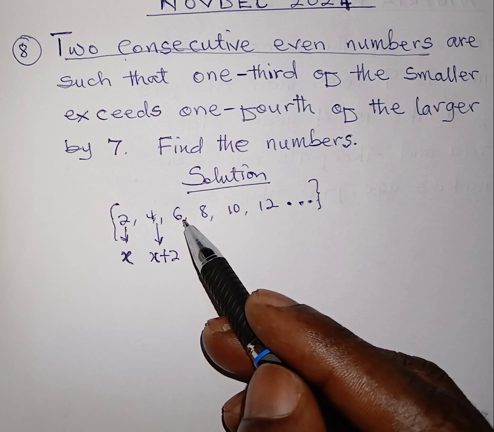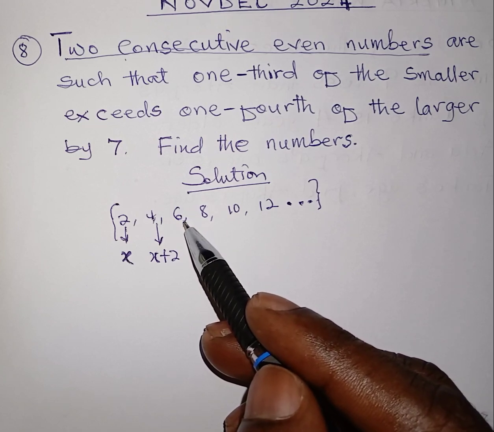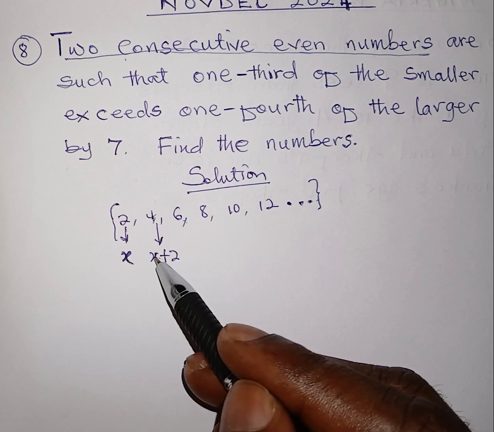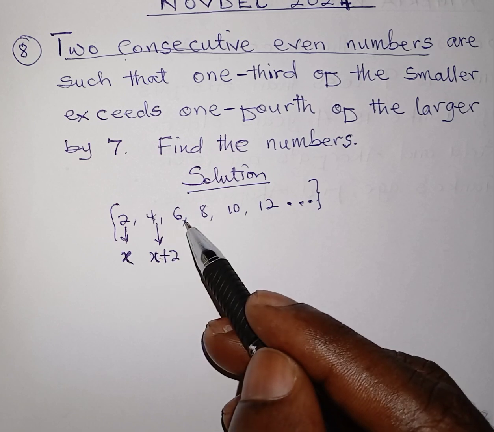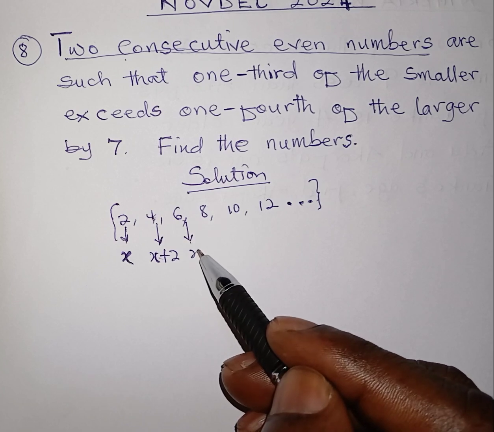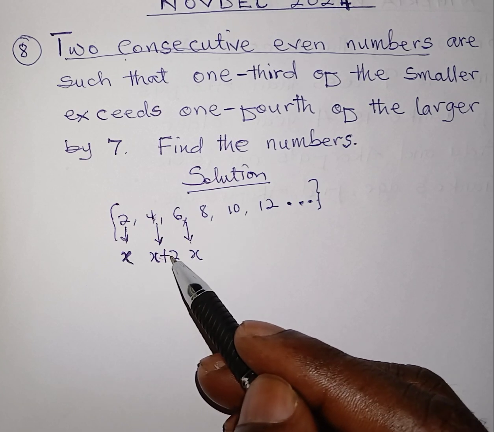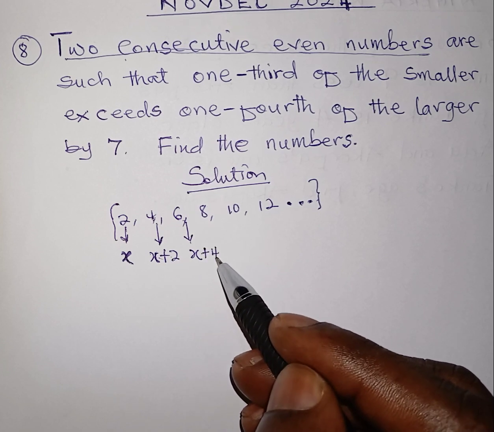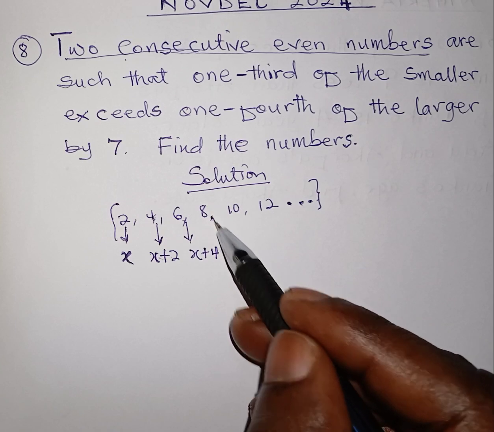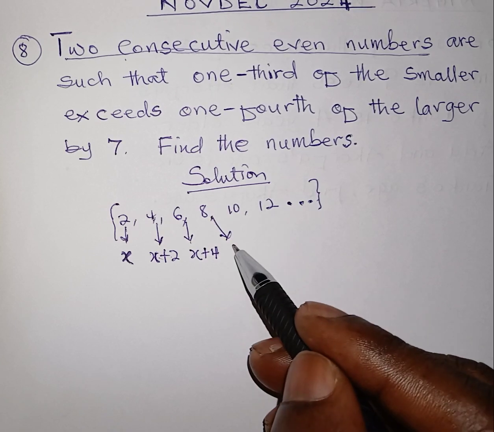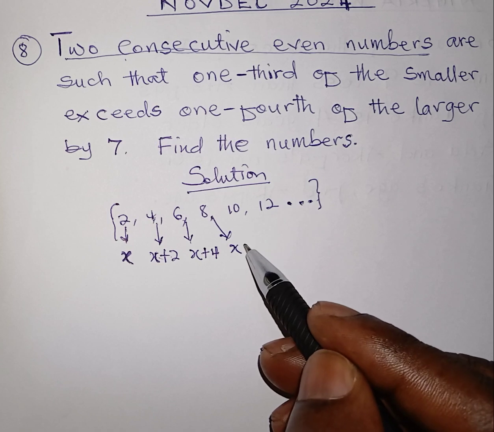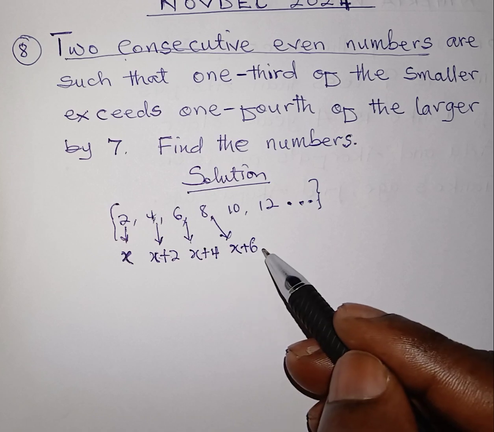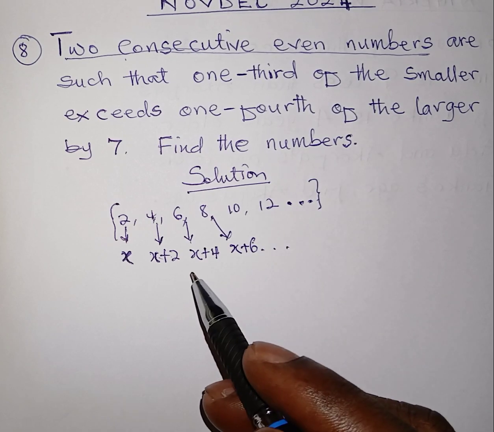Good. Now if I want to get this one as well, the same thing: I will add 2 to this one. I already have x plus 2, so if I add 2 to it again, I'm going to get x plus 4. If I want to get the next one, I add 2 again and get x plus 6. And it goes on like that. Have you gotten that? Good.